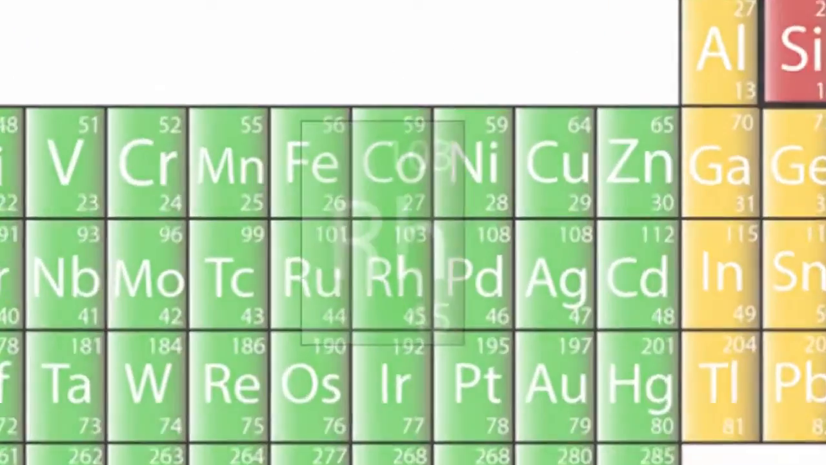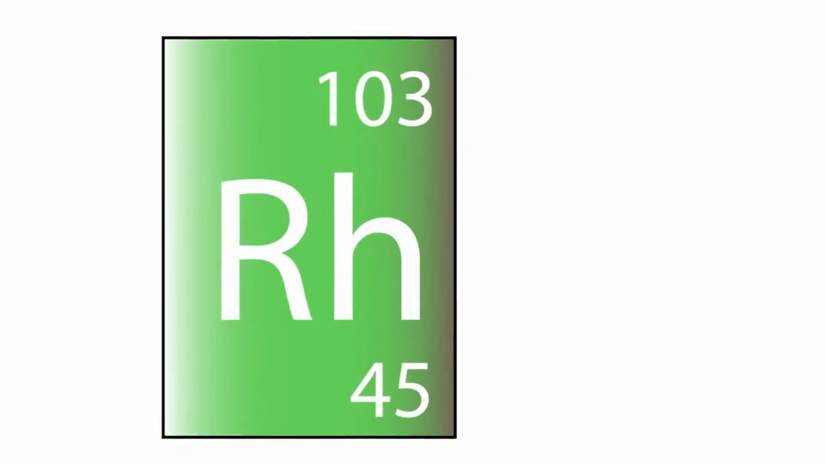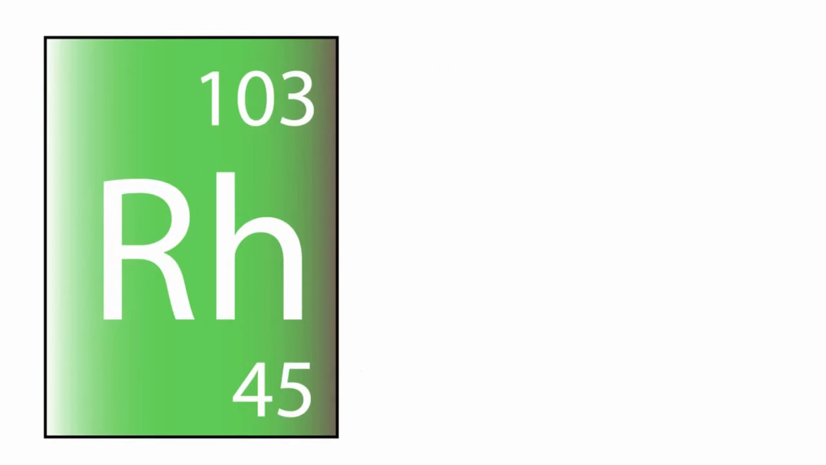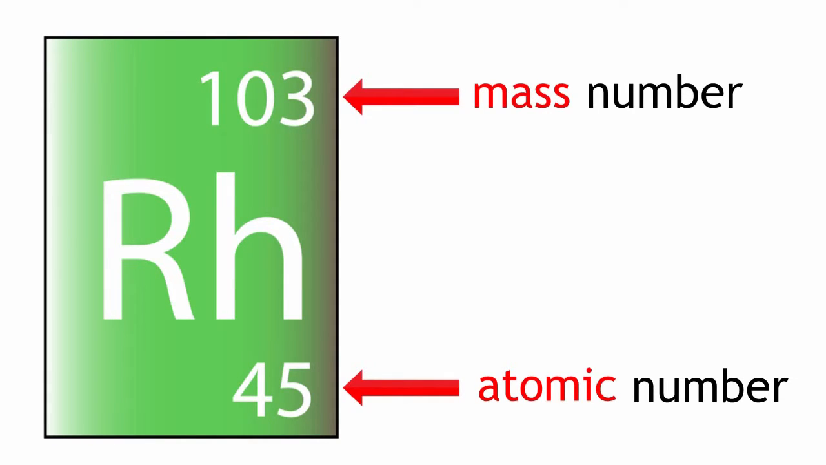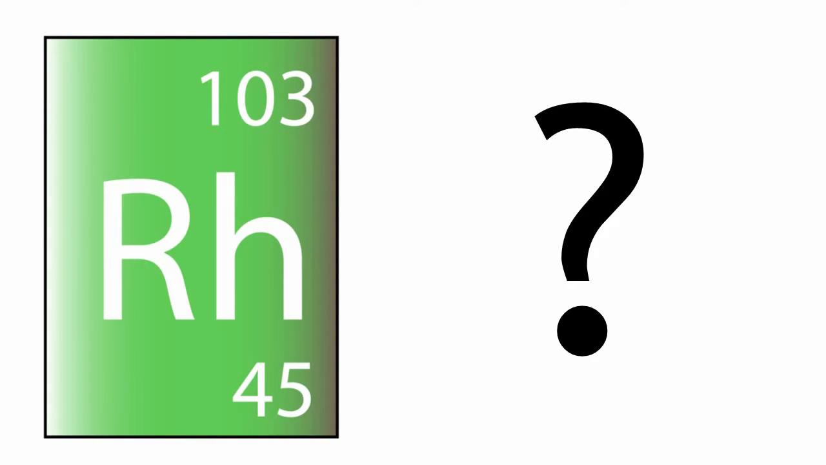When you look at the periodic table, you'll see that each element has its own box, and within that box you'll find two numbers: the atomic number, or proton number, and the mass number. But what do these numbers mean?